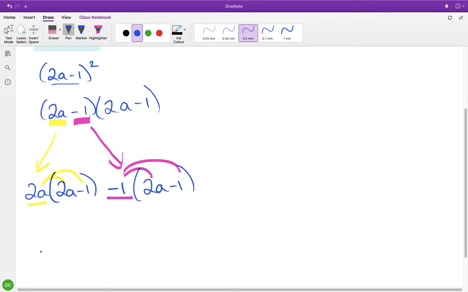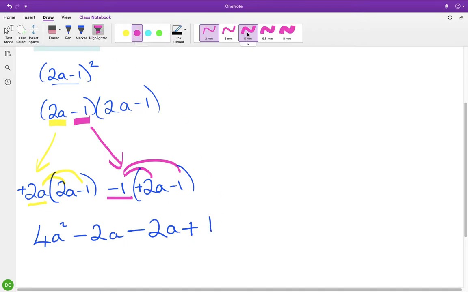So 2 times 2 is 4, and we have two a's, so that makes a squared. This is a plus, so a plus and a minus are different signs, which give me a minus. 2 times 1 is 2, and then I just have this a. Here, we have a minus and a plus, different signs, give me a minus. 1 by 2 is 2, and then I just have this a. And then a minus by a minus, that's the same sign, which means plus, and 1 by 1 is 1.